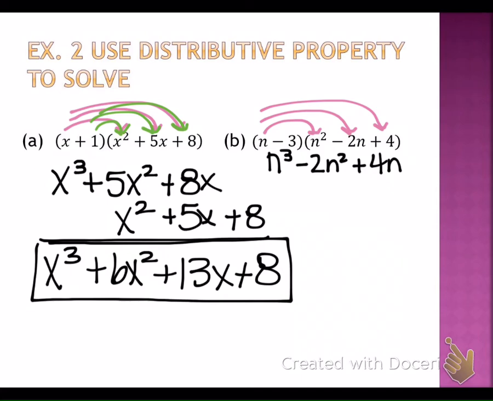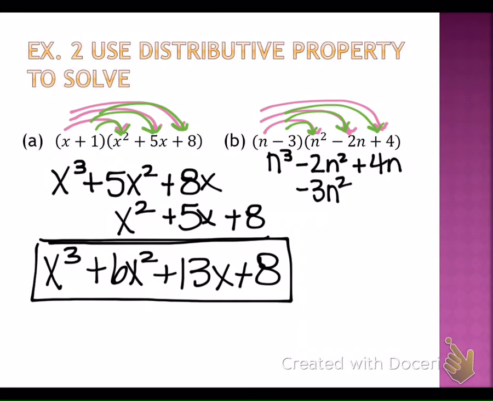4n. All right. What are we going to distribute next, Noah? The negative 3. So negative 3 times n squared, negative 3 times negative 2n, and negative 3 times 4. What is negative 3 times n squared? Negative 3n squared. Does that have a like term up there? Yes, negative 2n squared. So let's just put it under its like term.